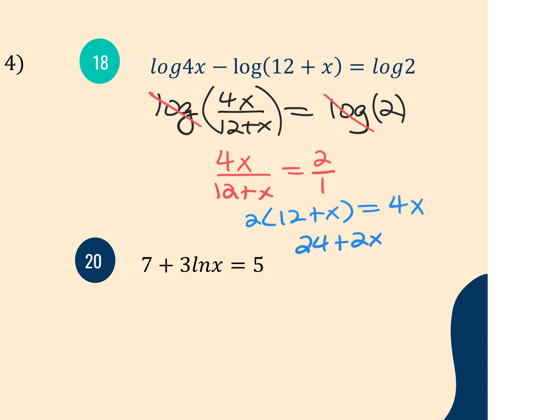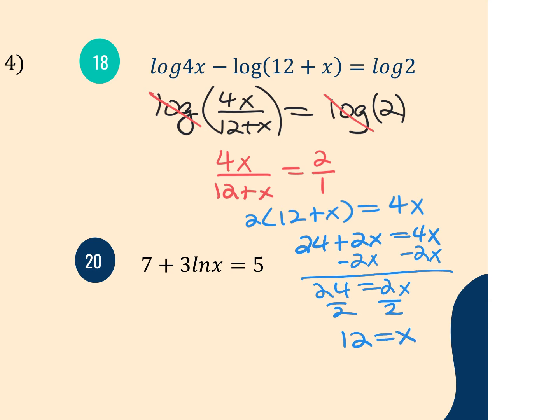24 plus 2x equals 4x. Get my x's together by subtracting the 2x. 24 equals 2x. Divide by 2, and x equals 12.